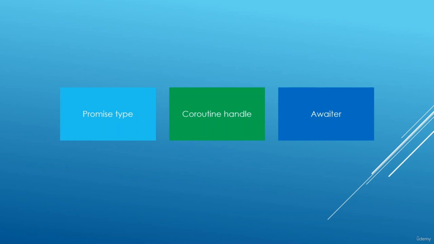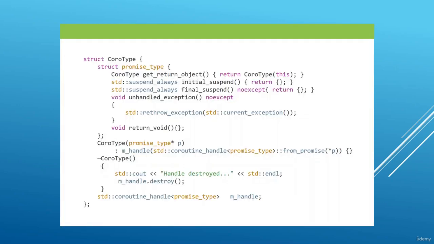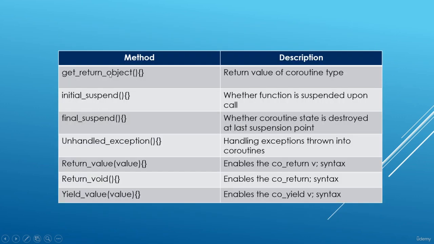A promise type is going to be a class that is going to have a nested class called promise type, and this class is going to have a bunch of methods. We have seen the minimum here, but we have many more that we can set up. As we see in this list here, we can set up return value, which is going to be used by the co-return operator. We can set up return void, which is going to be used by the co-return operator without an operand.